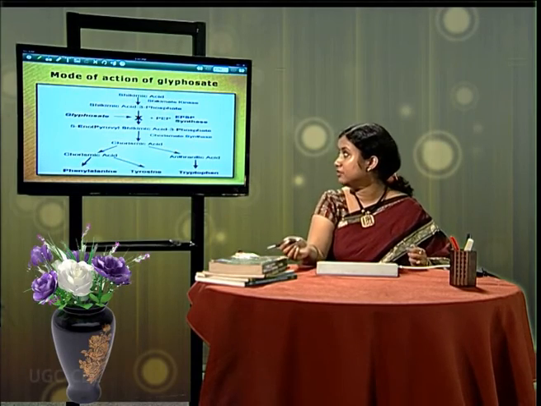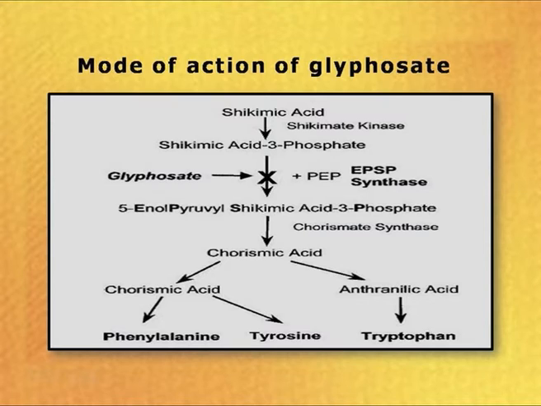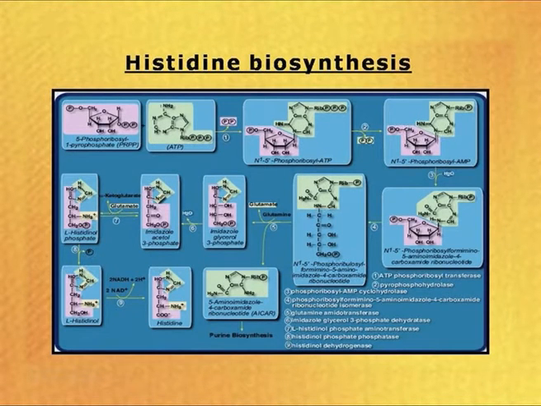Now in this particular slide, we can see the mechanism of action of glyphosate. As I have already told, it inhibits the formation of 5-enol pyruvyl shikimic acid 3-phosphate and thereby inhibits the formation of chorismic acid. And as I have said earlier, chorismic acid is the precursor compound for the three amino acids phenylalanine, tyrosine and tryptophan. So chorismic acid formation is inhibited, and as a result there occurs a blockage of the synthesis of these three amino acids.